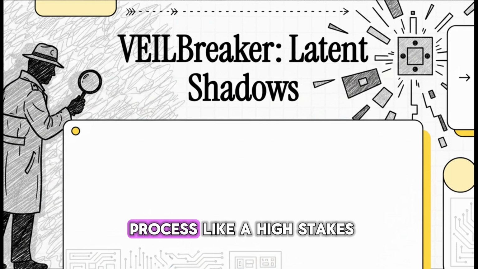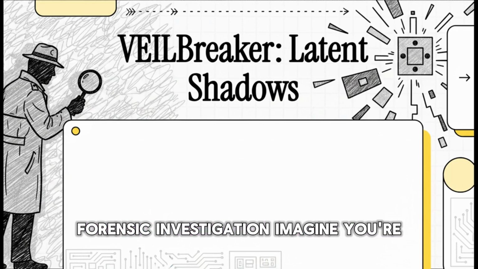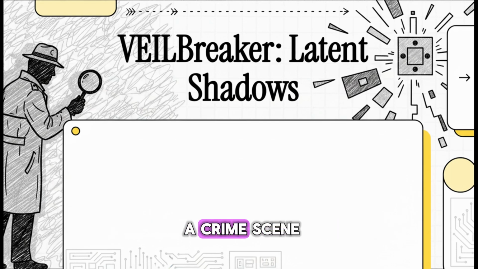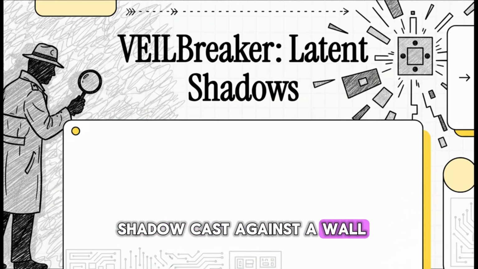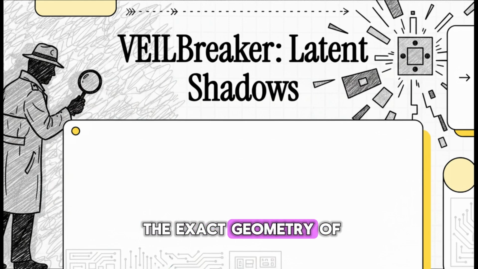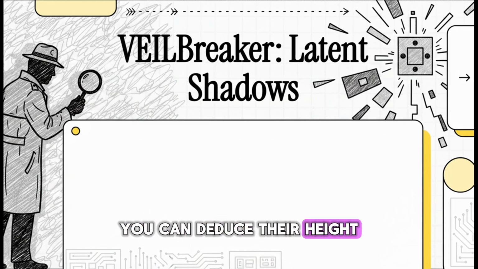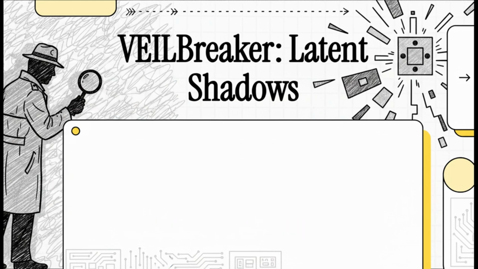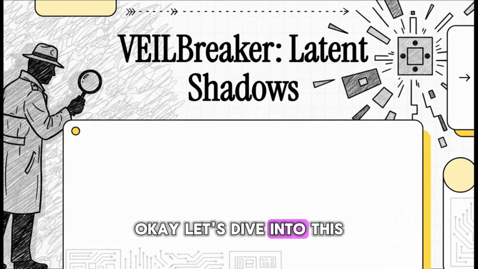Think of this whole process like a high-stakes forensic investigation. Imagine you're a detective. You show up at a crime scene, but instead of finding your suspect, you only find their shadow cast against a wall. You literally can't see their face, you don't know their name, but just by measuring the exact geometry of that shadow, you can deduce their height, their posture, maybe even their build. Well, that's exactly what we're doing today, but with raw data. Okay, let's dive into this.